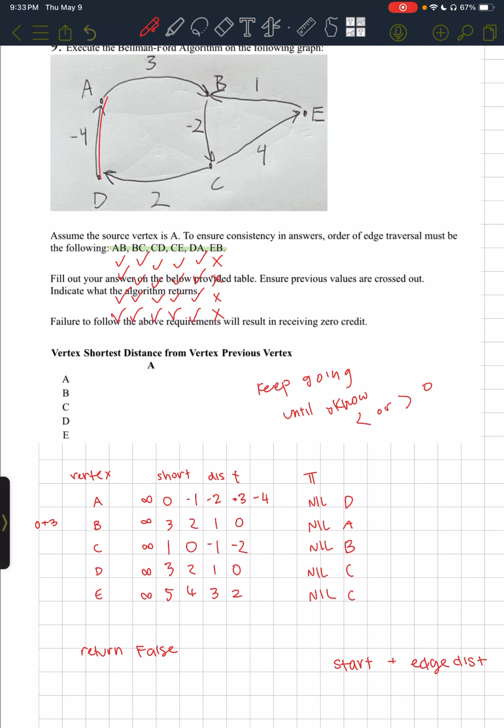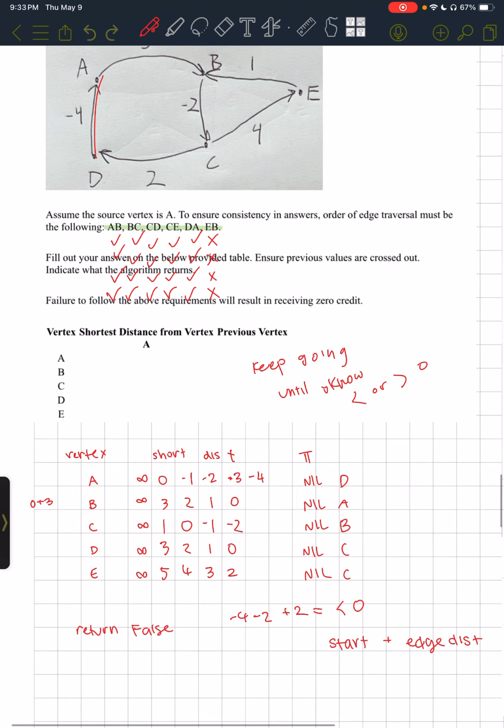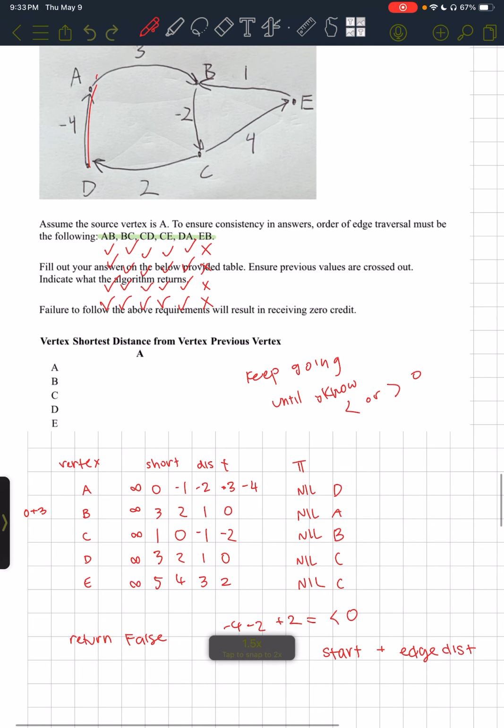So let's look at the sums right now. So negative 4 minus 2 plus 2. That's going to be less than 0. So it's going to return false, which confirms that it is a negative edge weight here.